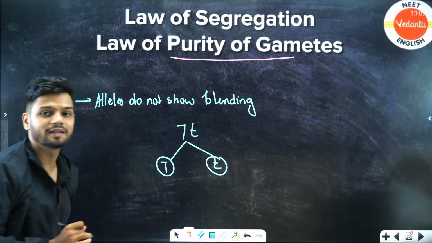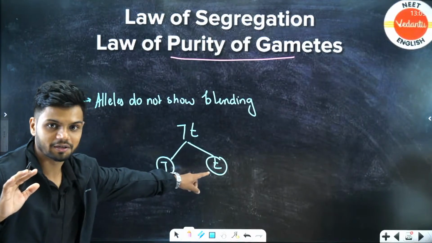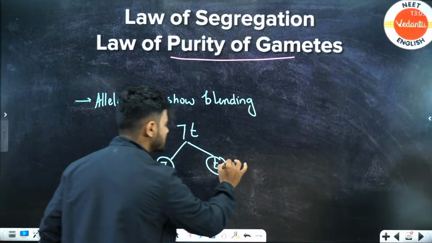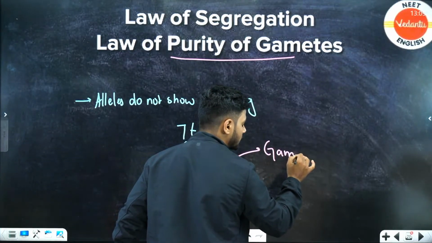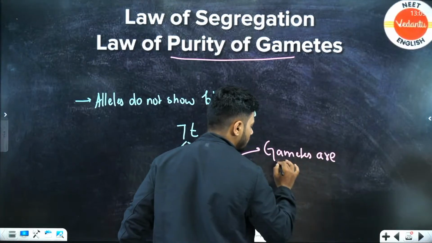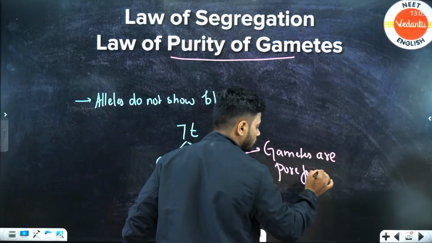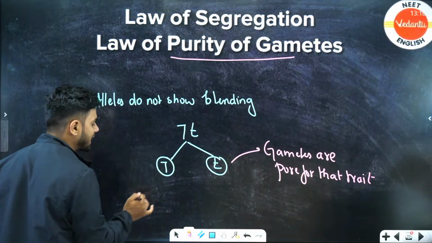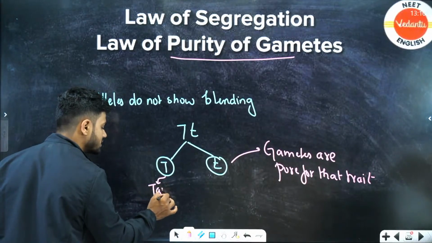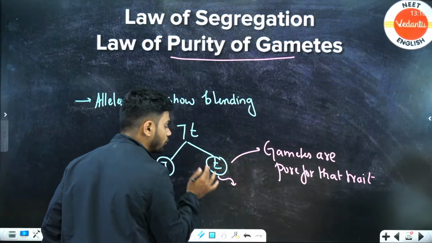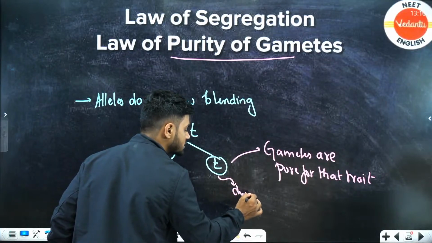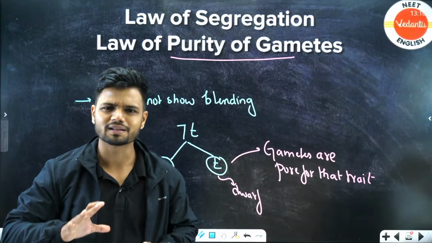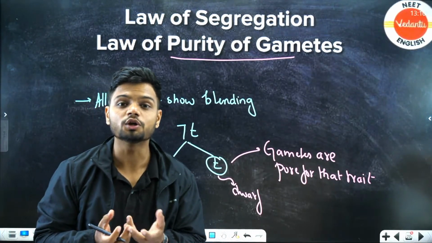Why is it called the law of purity of gametes? Because these two gametes right here are pure for a trait. For example, this particular gamete is pure for only tallness, and this particular gamete is pure for only dwarfness. So gametes are pure for a trait. Did all of you understand that? That is why it is called the law of purity of gametes.